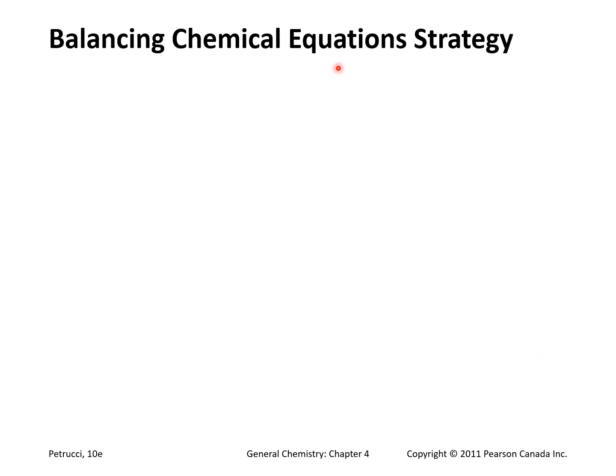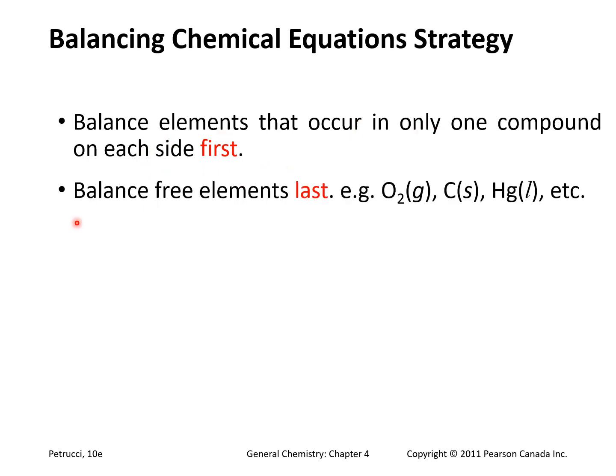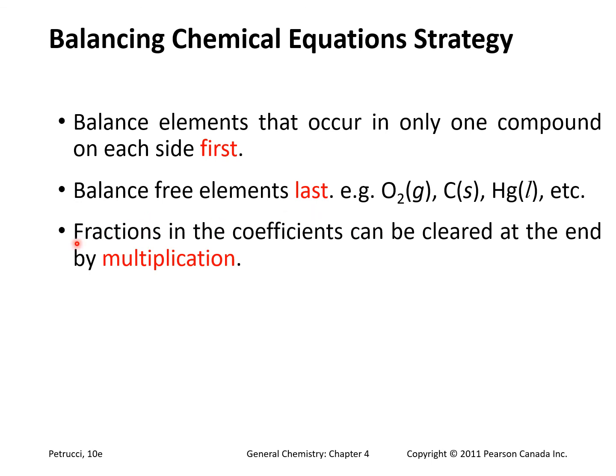So to summarize, the strategy for balancing chemical reactions is: number 1, balance the elements that occur only in one compound on each side first; 2, balance free elements last; and 3, fractions in the coefficients can be cleared at the end by multiplying.